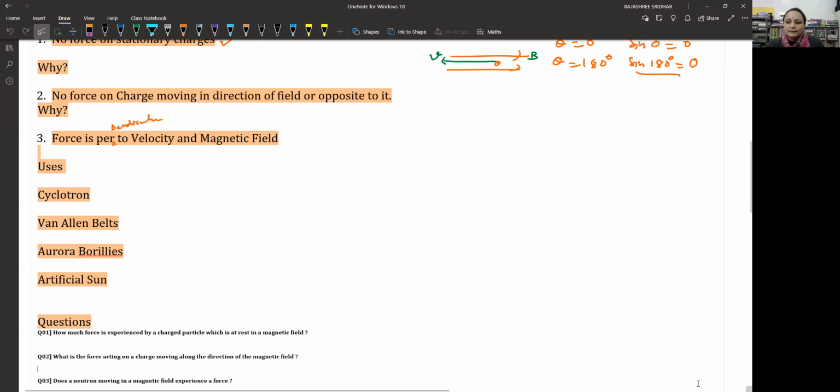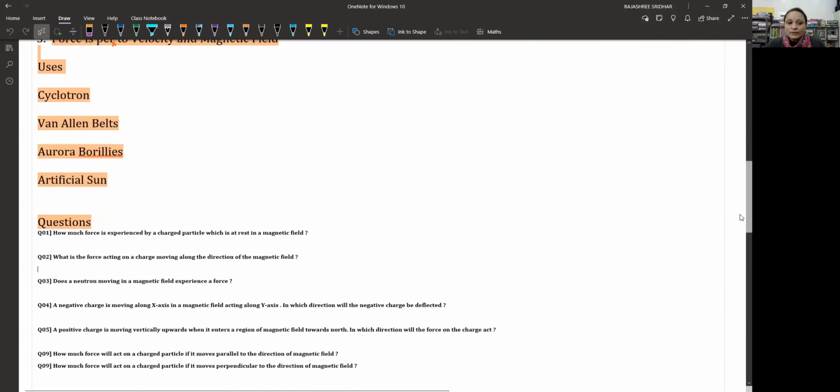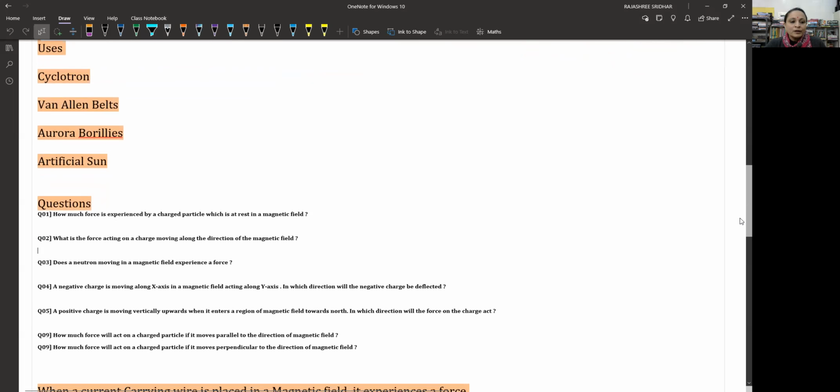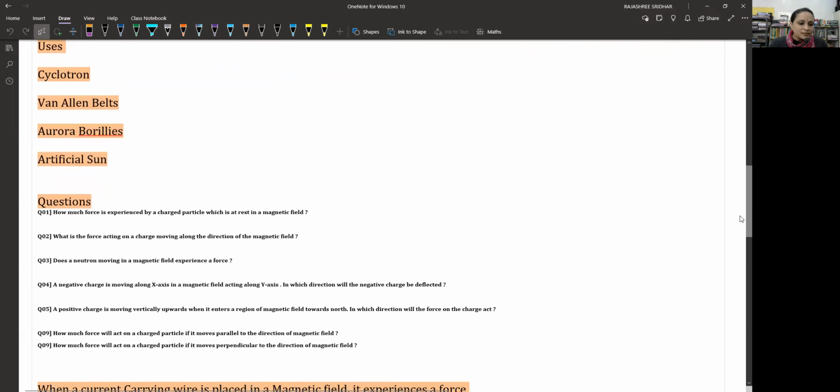Okay, now the thing is, let me ask you a few questions. How much is the force experienced by the charged particle when it is at rest in the magnetic field? No force. Why? Speed is equal to 0.